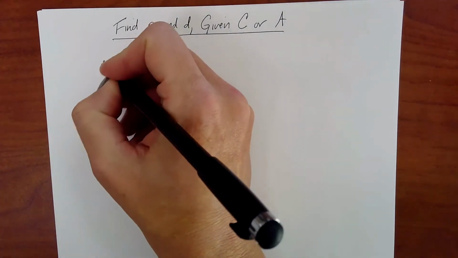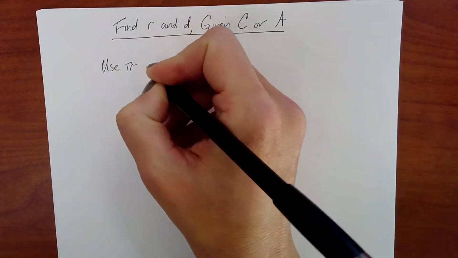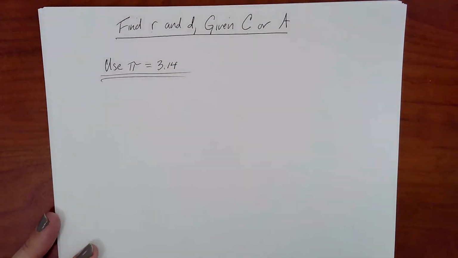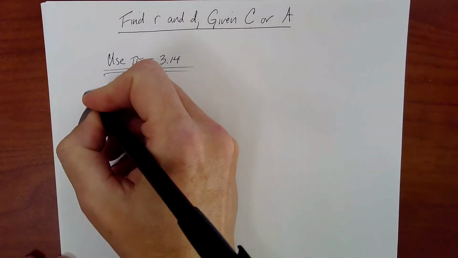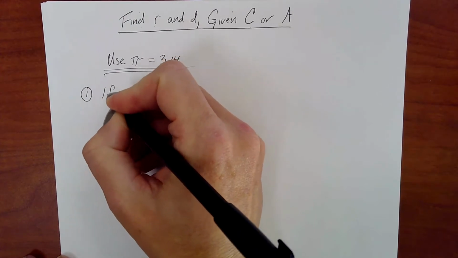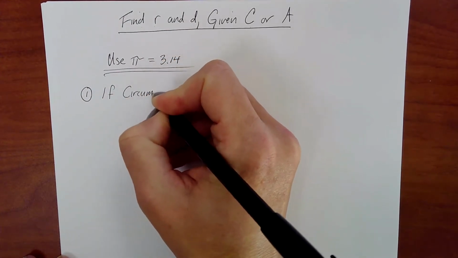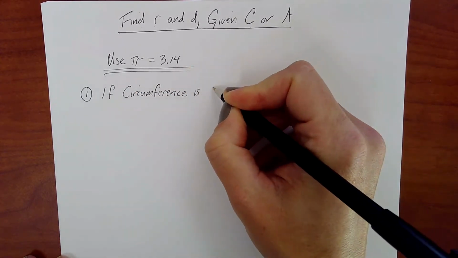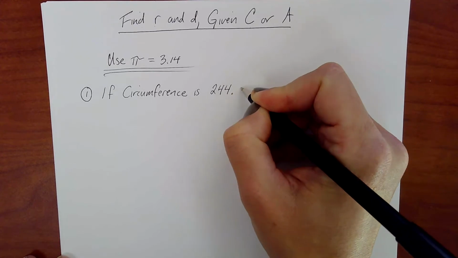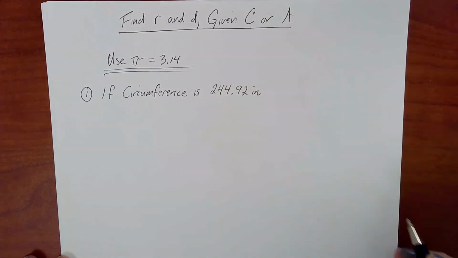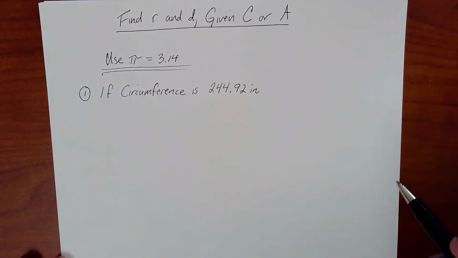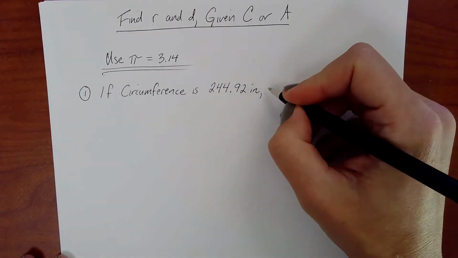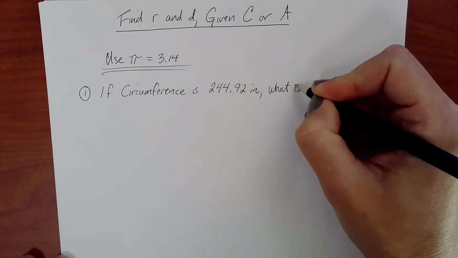So let's start by agreeing we're going to use pi equals 3.14 for these notes. Okay. All right, so here's the kind of problem you would get. Let's say the circumference is, we'll say, 244.92 inches. That means all the way around the circle is 244.92 inches. What is the diameter?